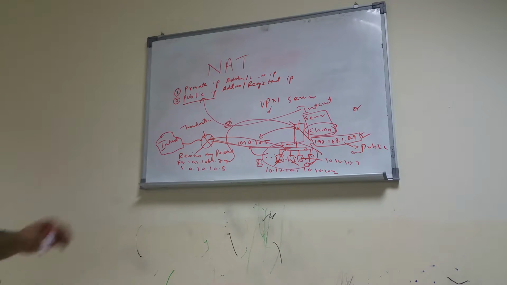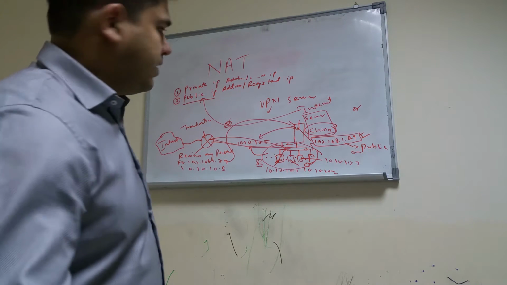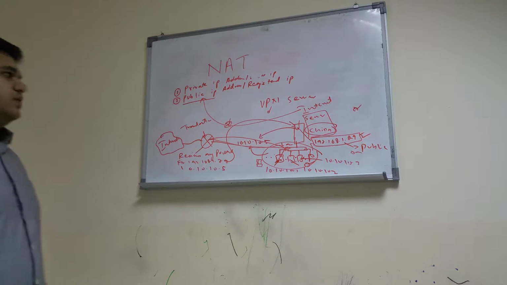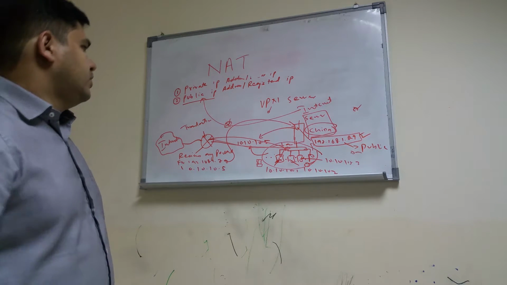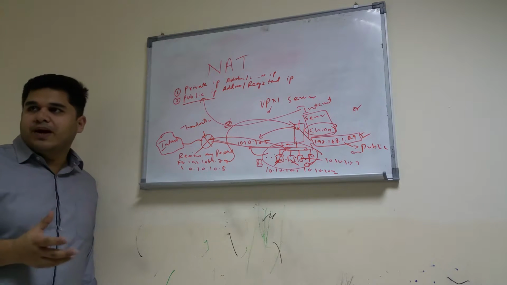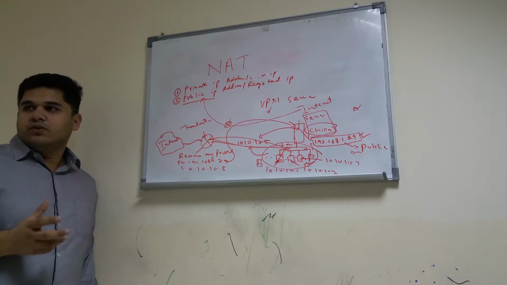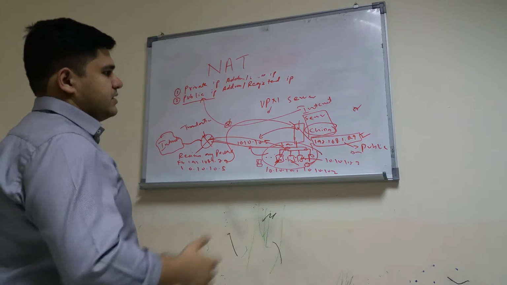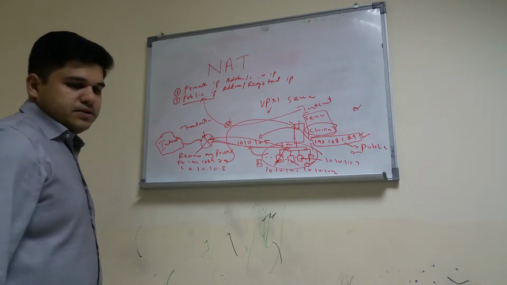Okay, so now I will show you one lab, so you will understand all these things. To translate your local IP into a public IP address, you need a device, and that device is known as the router. So the router will translate your information.